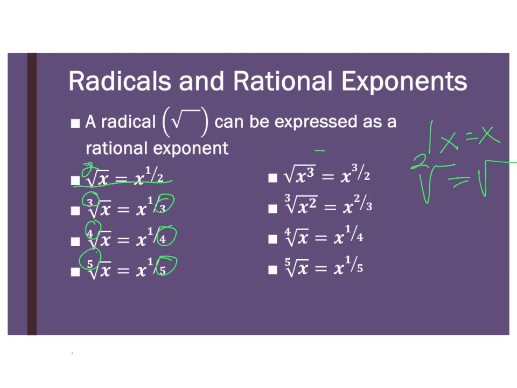So notice we have square root of x cubed. Well, that's actually x cubed to the 1/2. So we multiply the 3 and the 1/2, and then we get 3 halves.